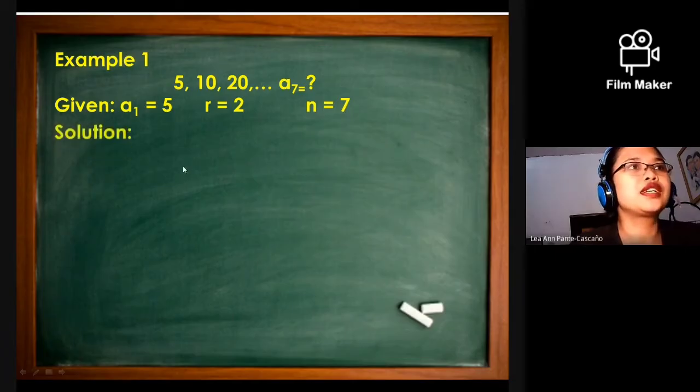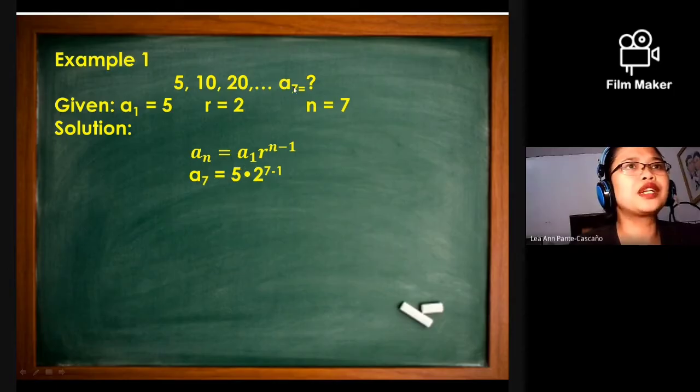Solution: write first the formula a sub n equal to a sub 1 times the common ratio raised to n minus 1. Substitute the values. We're looking for a sub 7 equal to, first term is 5 times, the common ratio is 2, then raised to 7 minus 1, where n is equal to 7. So 7 minus 1 is 6. Bring down 5, bring down 2, simplify the exponent.